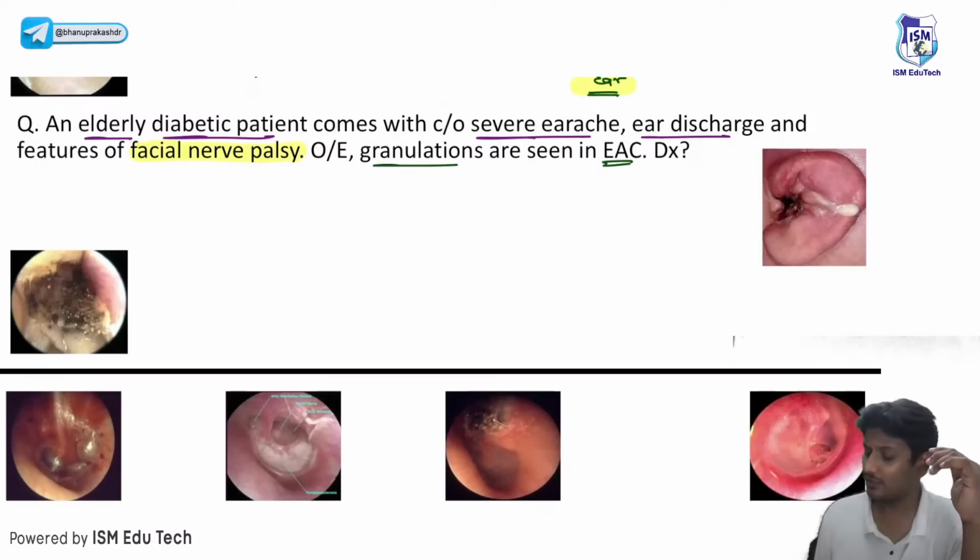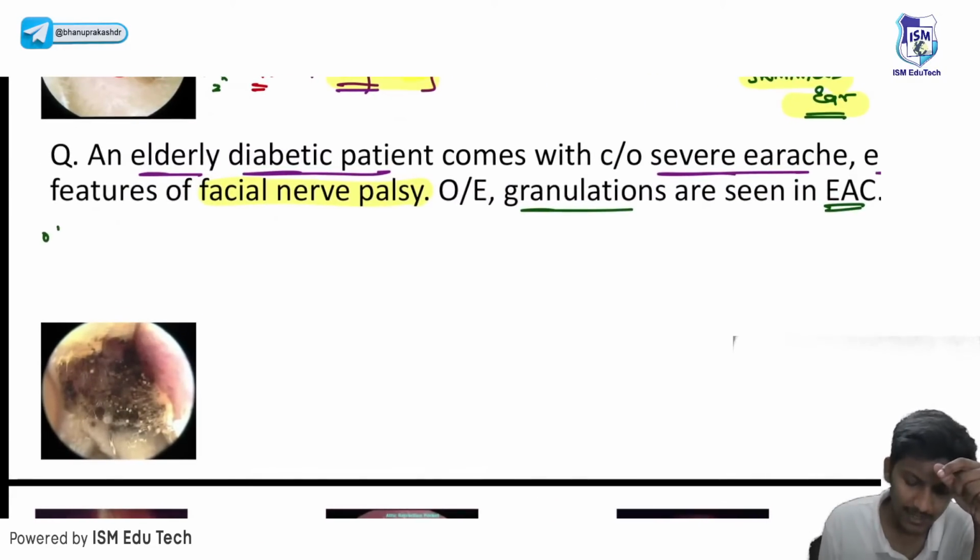It is not Ramsay Hunt. In Ramsay Hunt, there will be painful ear vesicles. Very good, Karishma. It is malignant otitis externa. So it is a case of malignant otitis externa.